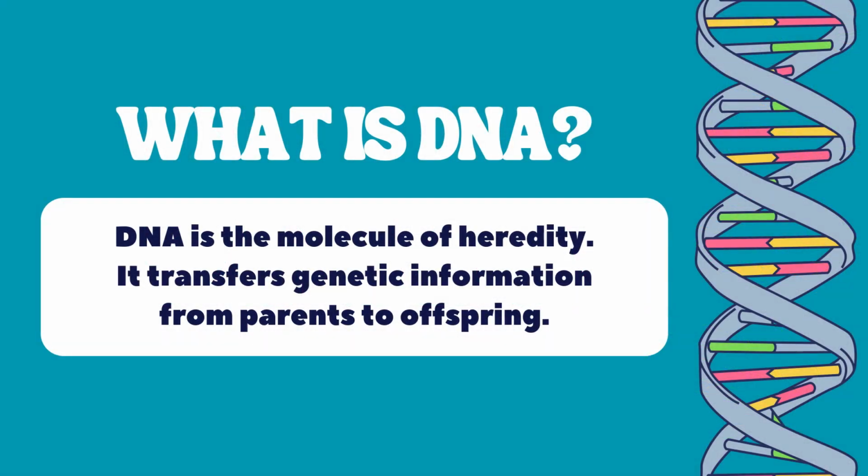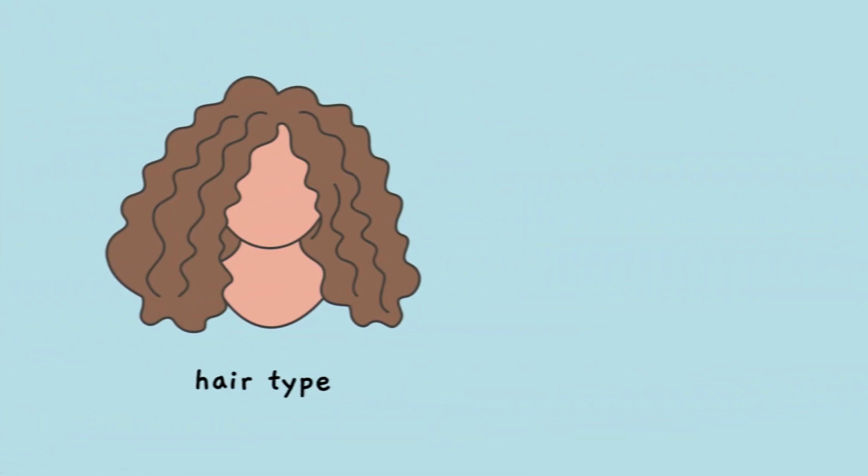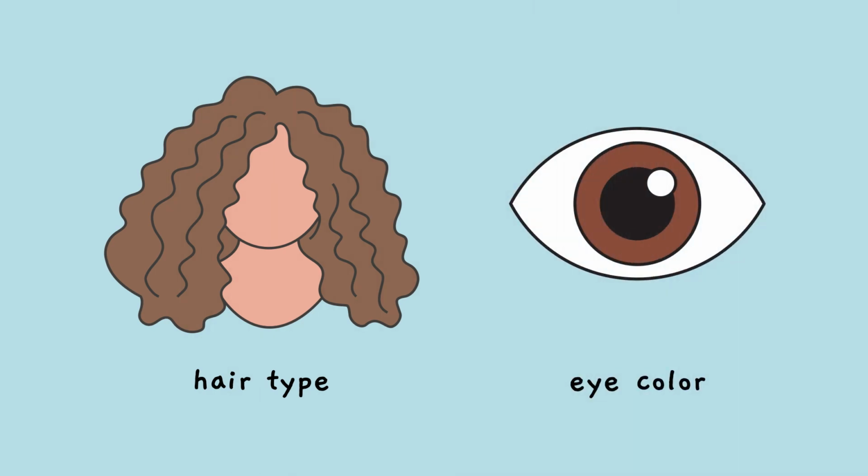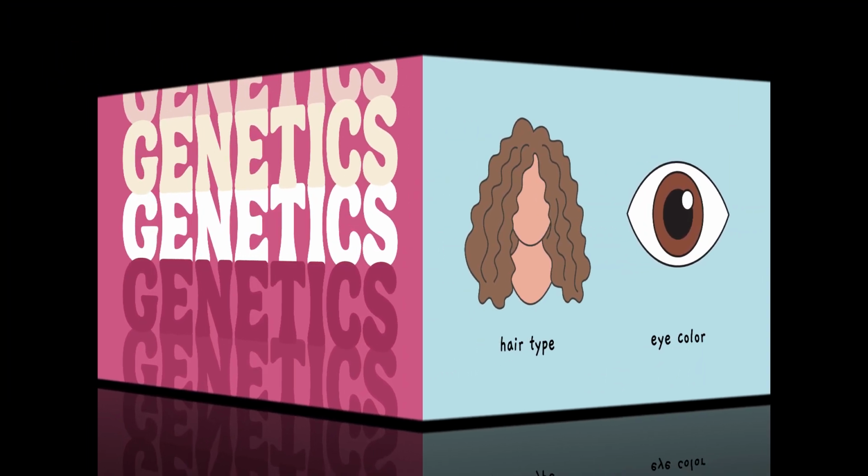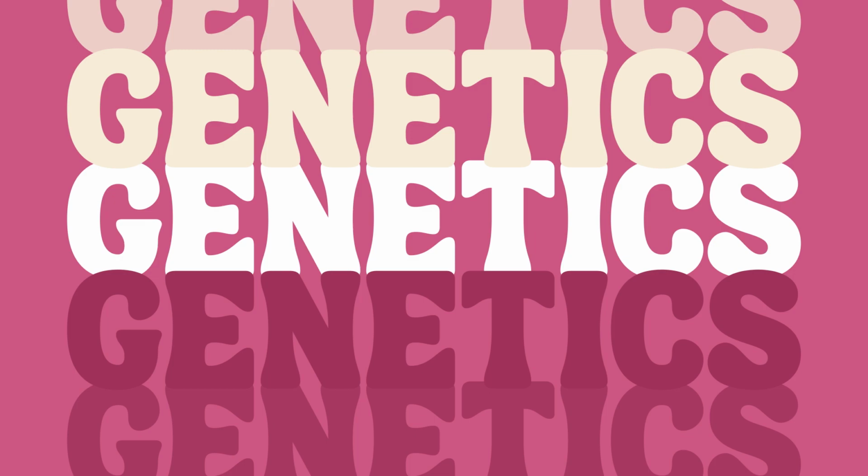What is DNA? DNA is the molecule of heredity. It transfers genetic information from parents to offspring. Just imagine the curly hair that you got from your dad, or perhaps the dark brown eyes that you got from your mom. That's all explained by genetics. And DNA plays a crucial role in these examples.